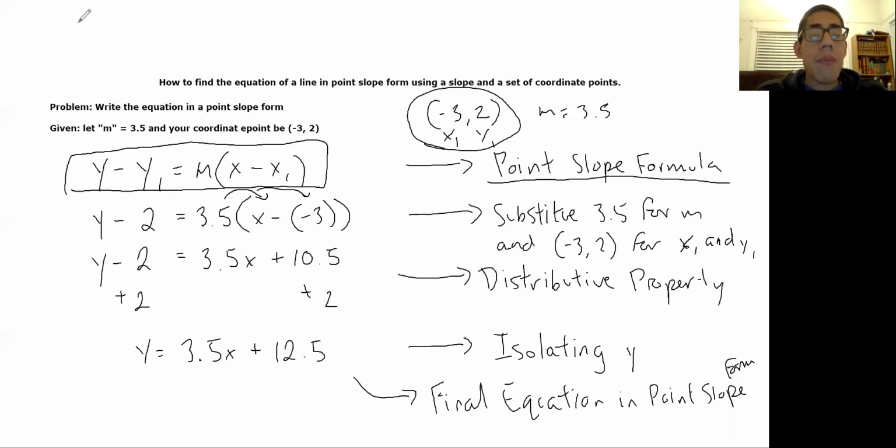So x1 is different from regular x, and y1 is going to be different from regular y. We're actually not going to solve for x and y here. We're only going to keep them as part of our equation. So once we substitute that, we end up with y minus 2 is equal to 3.5 times, because remember that parentheses implies multiplication, times x minus, and then we're going to put in parentheses -3 inside of parentheses, inside of bigger parentheses.